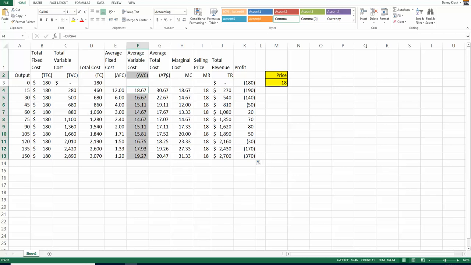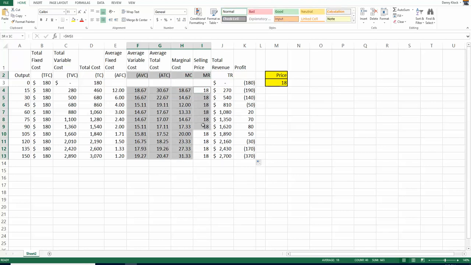So I'm clicking once on ATC, and then I'm clicking and dragging all at once. You've got to do it in one stroke. The numbers down below, marginal cost, all of these numbers, marginal revenue, all of those straight numbers, and that's all I want to graph, really. Well, we're going to put output in for the x-axis in a second, but first let's insert our graph.